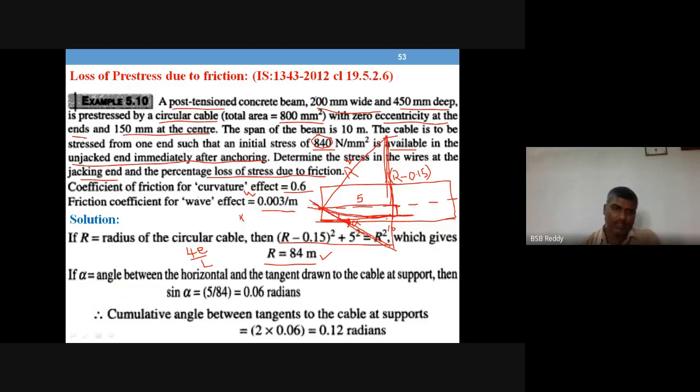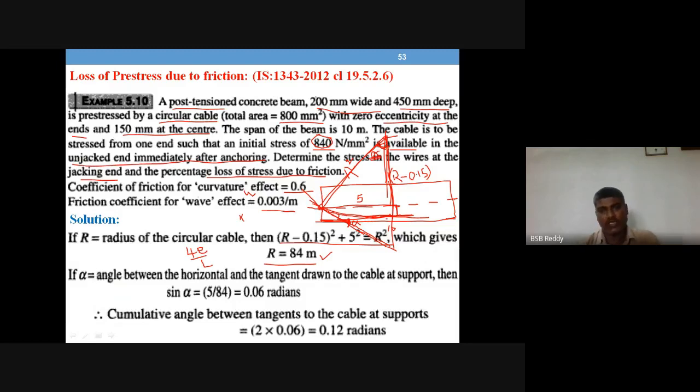Now if you want alpha, either you can use this alpha, which is same as this one, because this line is perpendicular to this horizontal, and this tangent is perpendicular to this radial line. So any lines which are making an angle alpha, the right angles of those two lines also make the same angle. So alpha is found from this also.